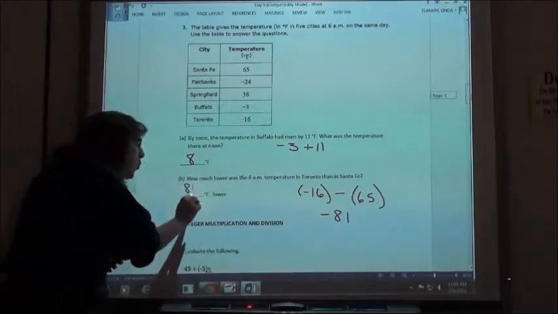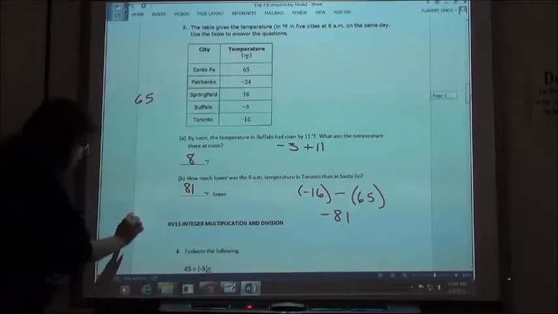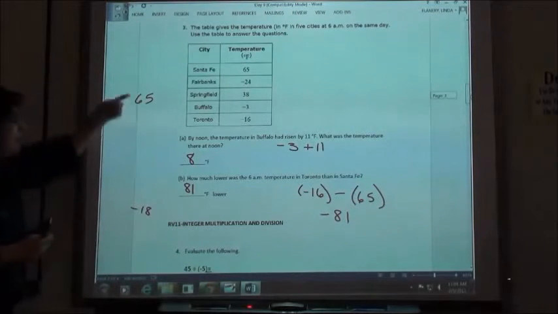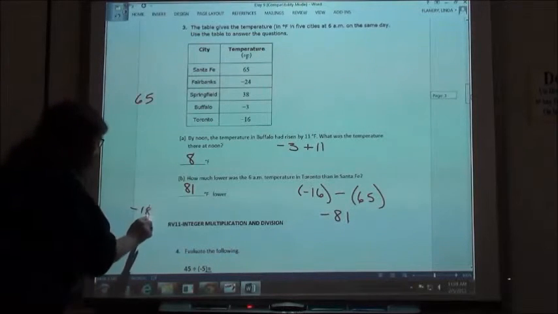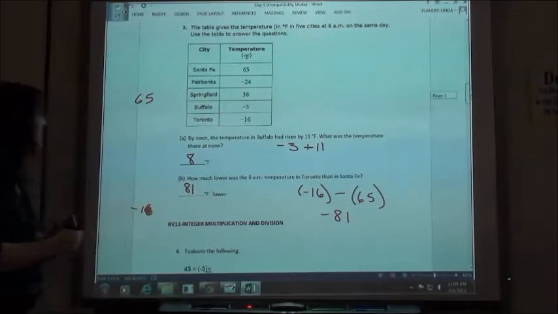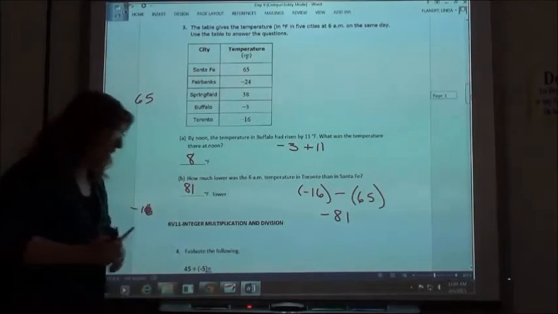Now the question wants to know how much lower. It was 81 degrees lower than, not negative 81 degrees lower. So in Toronto it was negative 16, Santa Fe was positive 65. Compared to 65, I dropped by 81 degrees. That's supposed to be a 16. There we go. So 65 down to a negative 16, I dropped by 81 degrees.